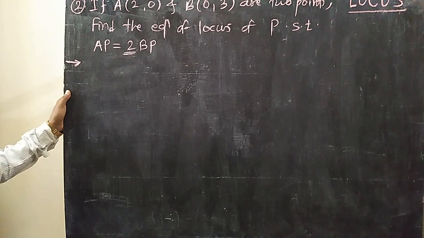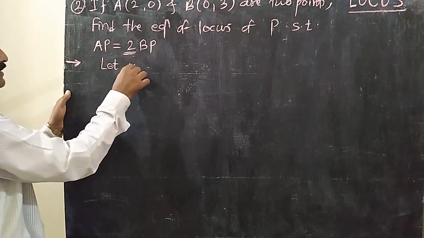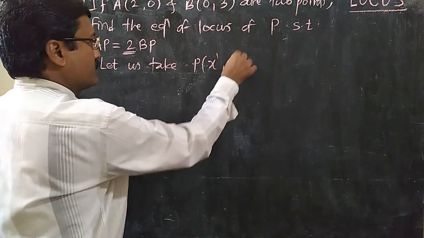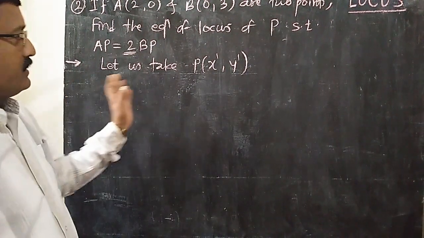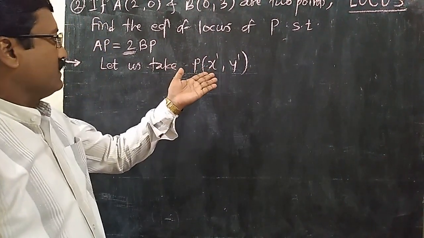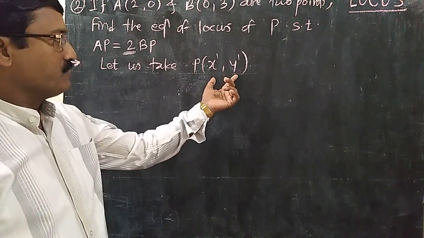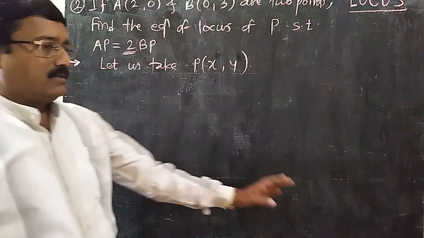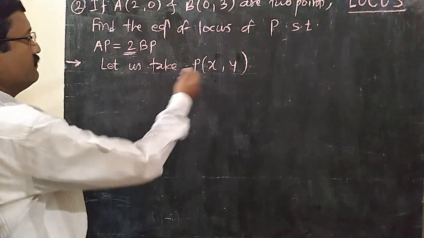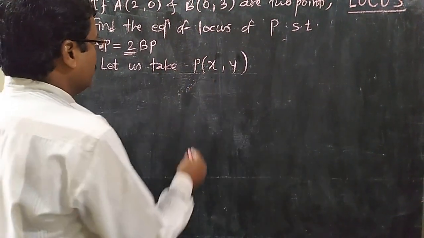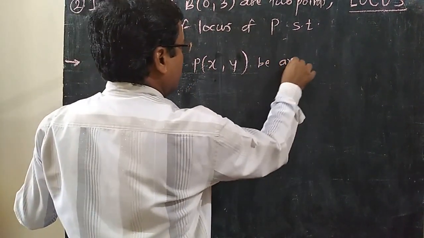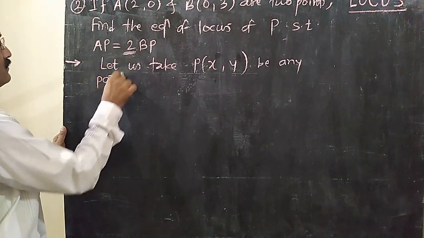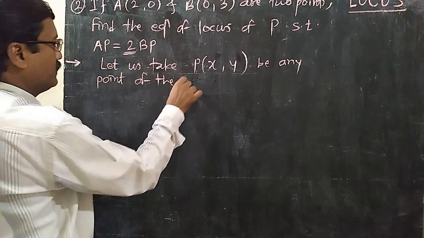So what is the first step? Let us take P(x', y'). It is not compulsory to take x', y'. You can take x, y instead of x', y' also. Let us take that in the second example. Without x', y', we will solve this equation, so that there is no need to write the last step of generalization. Directly we will take any point. We will take P(x, y) be any point of the required locus.